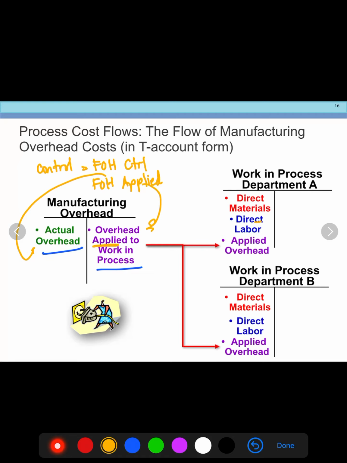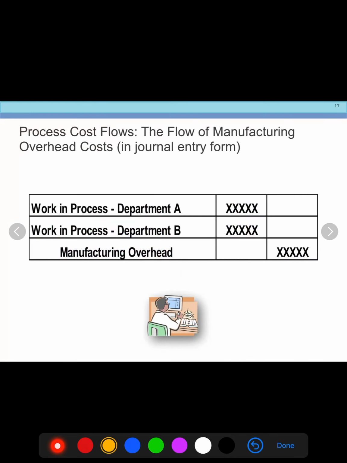Okay, as you can notice, application ng overhead ang kino-consider natin for the credit, because a credit in the overhead applied is forwarded to the work in process, to a debit to a work in process inventory account. In terms of journal entry form, again, manufacturing overhead is credited, work in process is debited. If you are using a controlling account, therefore it is factory overhead applied.